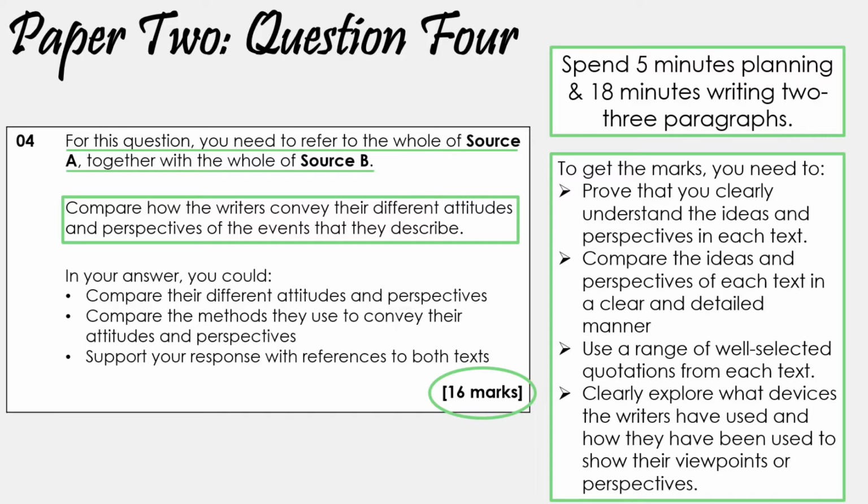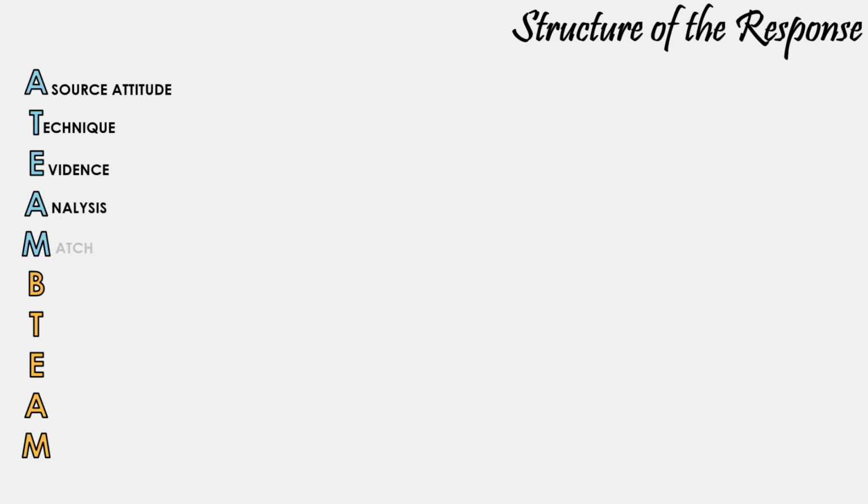And finally, this question is about your ability to compare. It doesn't matter how detailed your analysis is if you only write about one text. You're pretty much capped at 6 marks out of 16 if you only write about one text, so make sure that you write about both. So this is how I'd recommend structuring your answer. A team, B team. Now this stands for A source attitude, technique, evidence, analysis, match. B source attitude, technique, evidence, analysis, match. One A team, B team would count as one analytical paragraph.